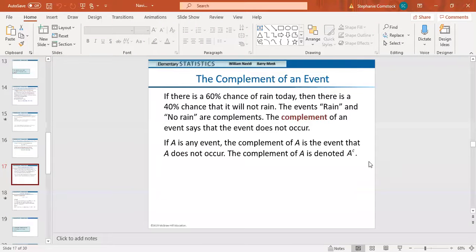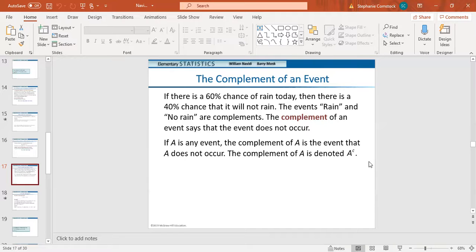Okay, for this section of 5.2, we're going to pick up on the complement of an event. So the complement is everything else that's not the event. For example, if there's a 60% chance of rain today, then there is a 40% chance that it will not rain. Now, the event and the complement should add up to be 1 or 100%. So the complement is everything else so that the event will not occur.